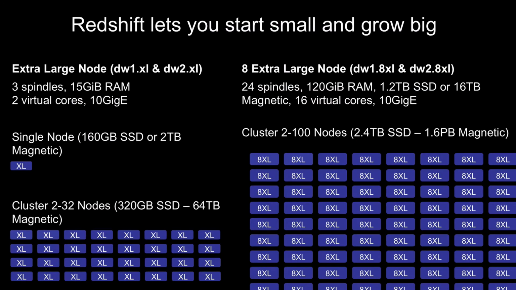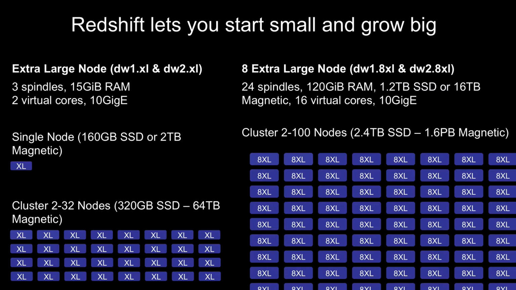And you have these characteristics of being able to scale your data warehouse. So you can start very small. You might have a single node with 160 gig solid state drive or a 2 terabyte magnetic drive. You might just use that for piloting or testing your ETL and queries on a very scaled down environment. You can then use up to 2 to 32 nodes with the extra large nodes, again with 320 gigabyte SSDs or 64 terabyte magnetic capacity in total.